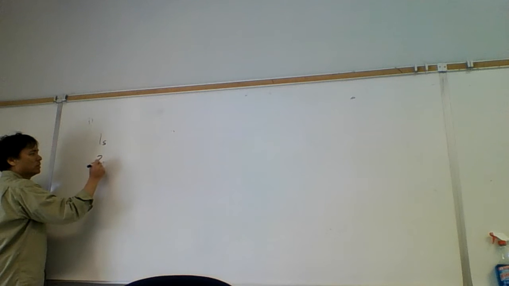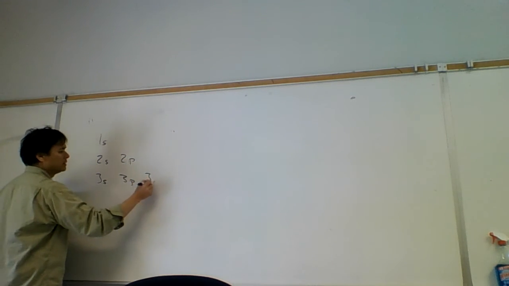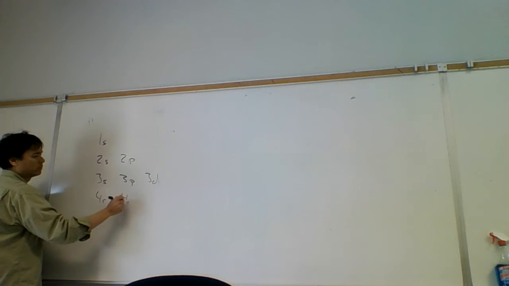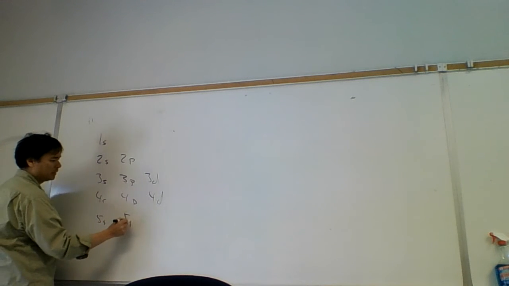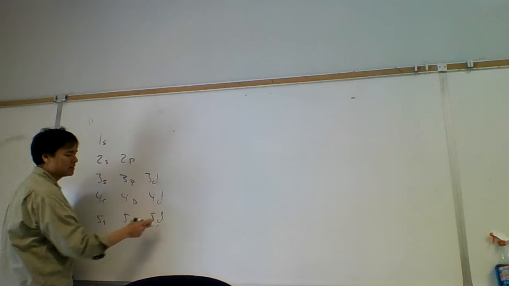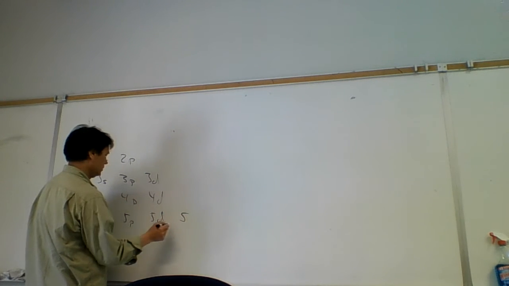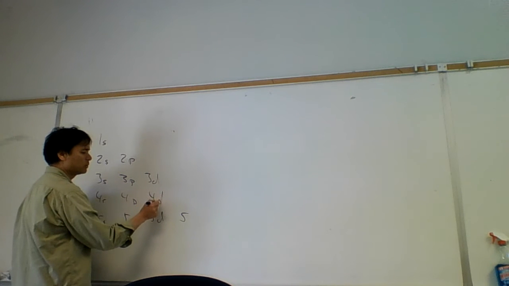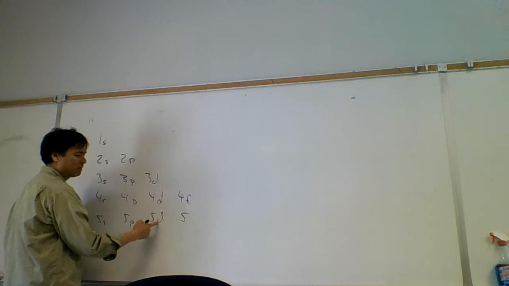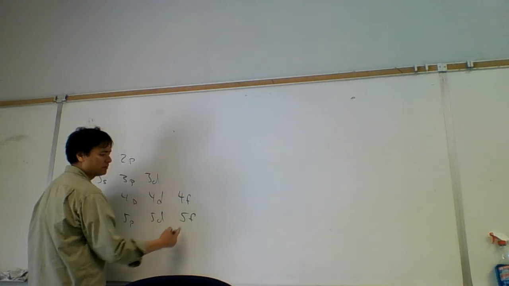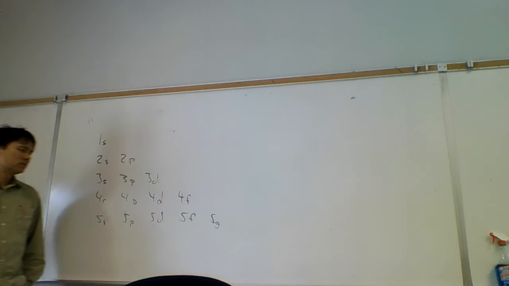The pattern goes like this: 1s, 2s, 2p, 3s, 3p, 3d, 4s, 4p, 4d, 5s, 5p, 5d. What comes after 5d? Actually, I'm missing one here. I should have 4d and then 4f, and then here I should have 5d, 5f, and what comes after 5f? 5g. This has to do with the L.